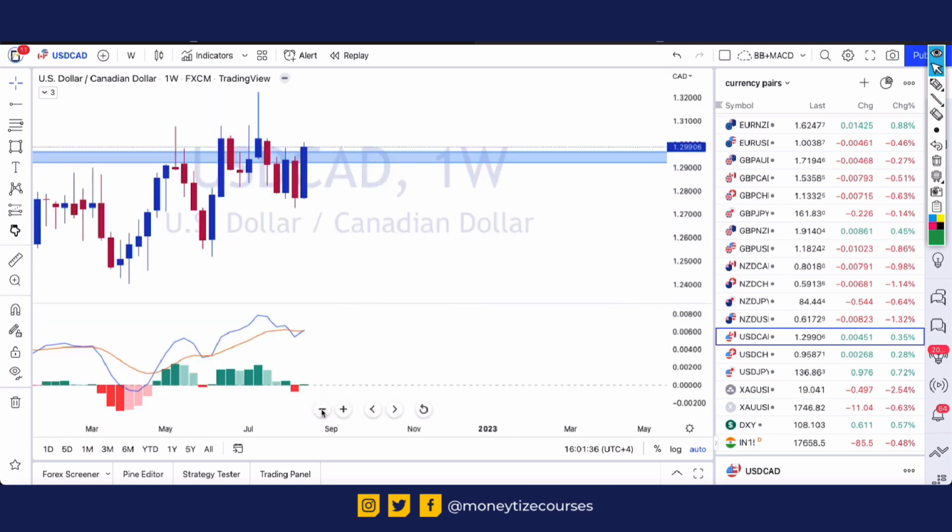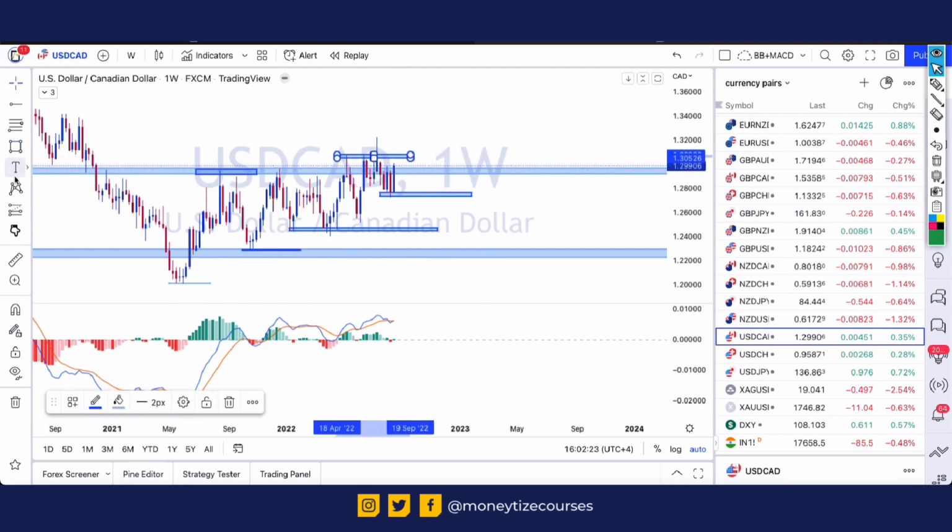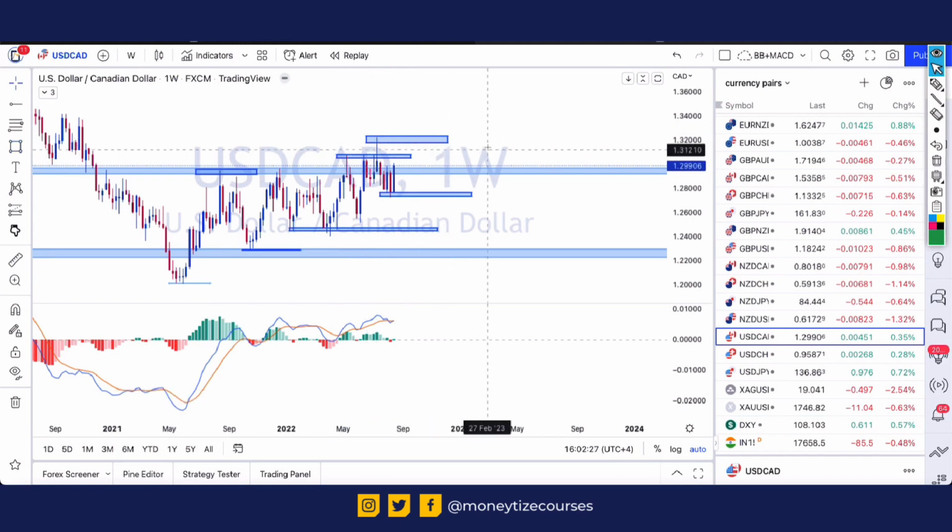Going to weekly now. As per the weekly, we got the lowest point, then a higher low, and again a double bottom scenario here, followed by the higher low. So we have a series of higher lows with a series of higher highs. Higher high, higher high. So everything remains bullish on the weekly as well.